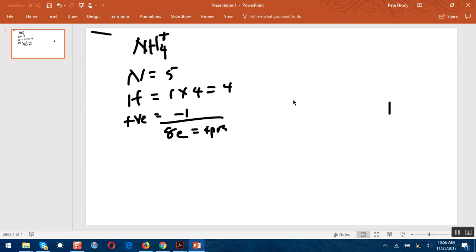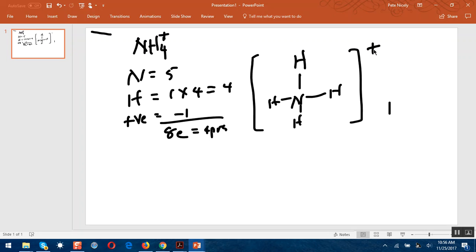We put the nitrogen in the middle. We surround it with the hydrogens. And then we put the bonding pairs 1, 2, 3, 4. Then, of course, we have to put this in square parentheses and put the plus charge outside. In this case, the nitrogen has its octet satisfied, so we don't need to make any further changes to this structure. So that's basically how you determine the Lewis structure for a molecule or ion.